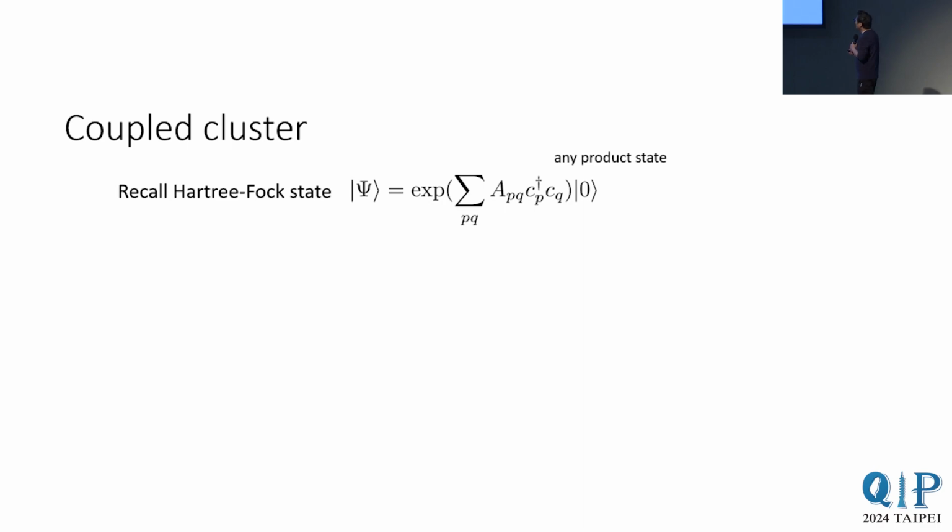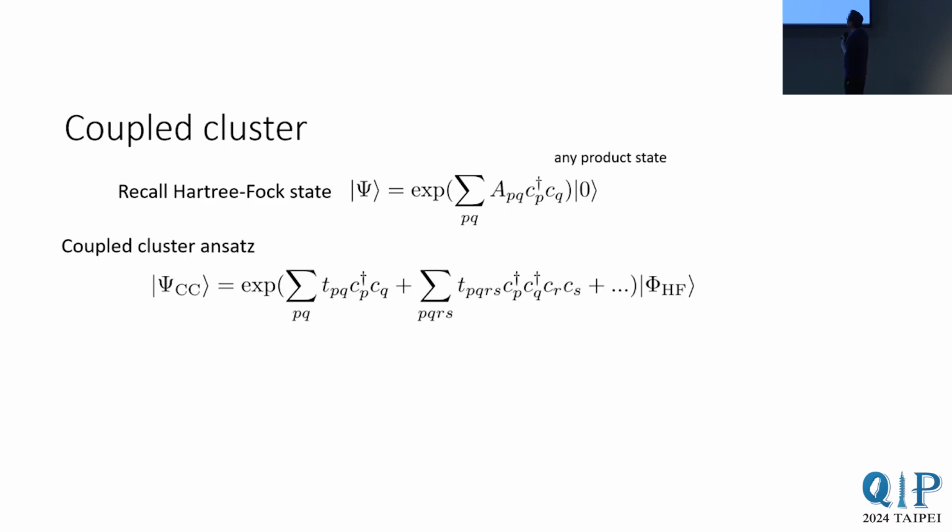If we recall, the Hartree-Fock state can be written in this form. The Hartree-Fock Slater determinant can be written as an exponential of a quadratic form acting on any other product state. The coupled cluster state is really just a generalization of this. You can imagine that instead of this exponential stopping at the quadratic term, you can add the quartic term and the sextic term and the octic term and so on and so forth. And that's basically the coupled cluster ansatz.